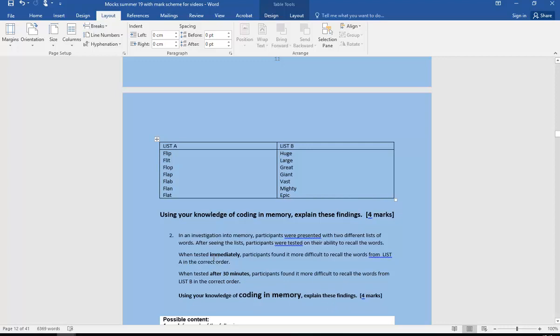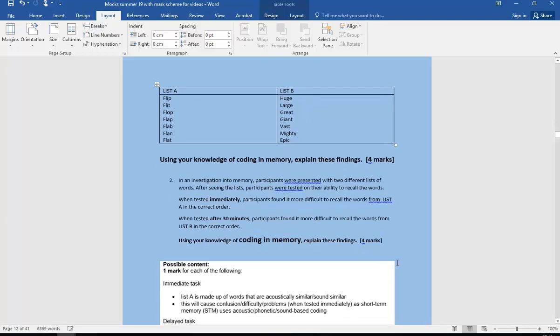Okay, so we're going to pick up on the fact that with immediate recall, these guys found it difficult. Long-term, in other words after 30 minutes, they found these words difficult. Immediate recall means that it's just coming straight from short-term memory. After 30 minutes, it's obviously coming from long-term memory. And the question is asking you to talk about the coding.